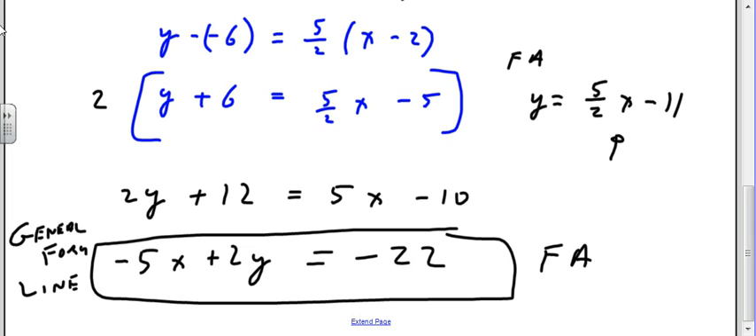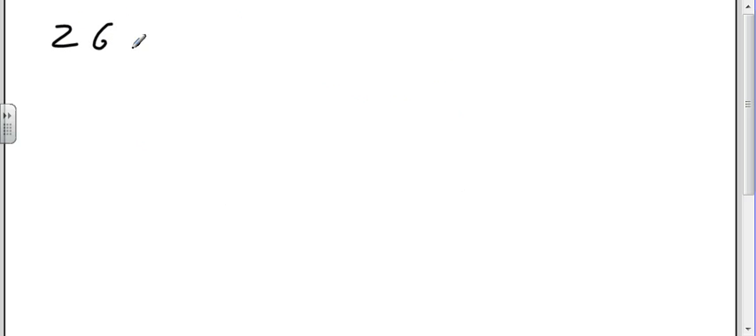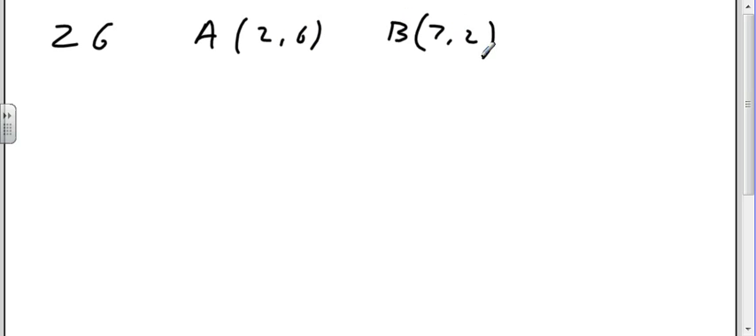Okay, let's look at 25. Now we'll look at 26. Alright, we'll look at 26. A is at 2, 6. B is at 7, 2. C is at 8, 5. And D is at 3, 9. And the issue is, is this a parallelogram, yes or no? That's the issue.